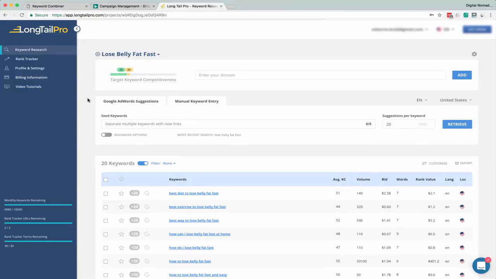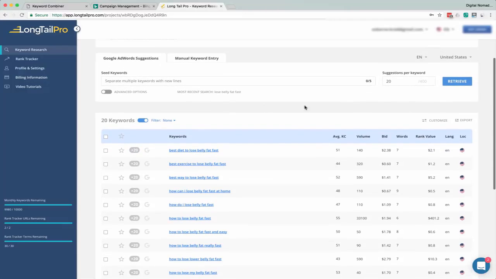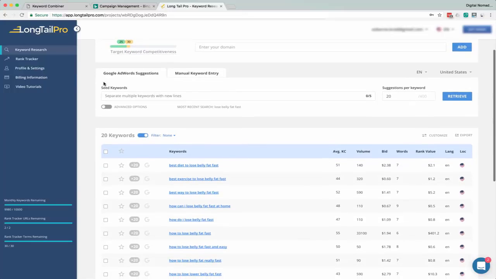Now, it's built for blogging, so there are a few features in here I'll explain. But it can also really help with your keyword research for paid traffic. So let's look at the example we're using here. Each keyword idea gets its own little group here. So let's go with "lose belly fat fast" like we did in the last one.